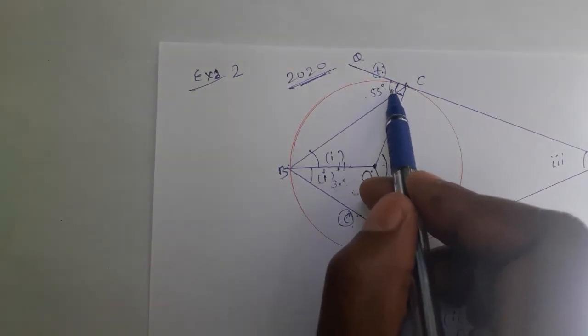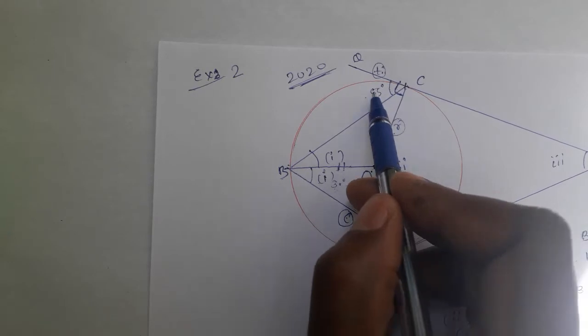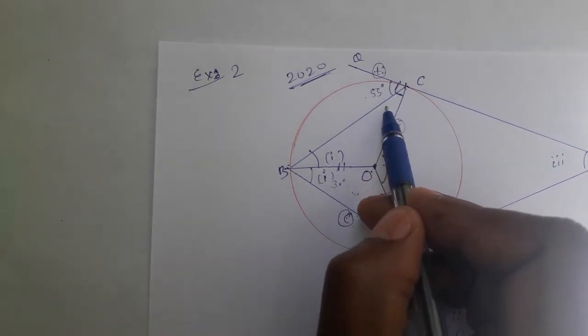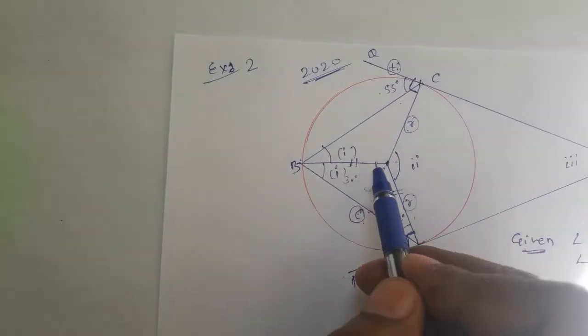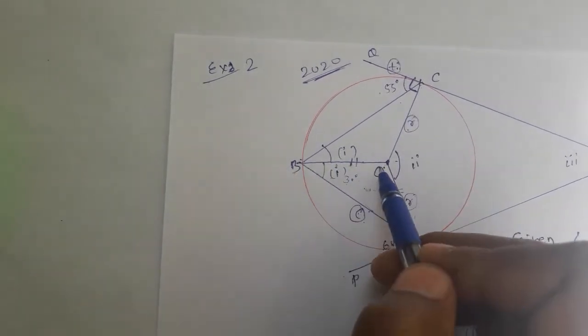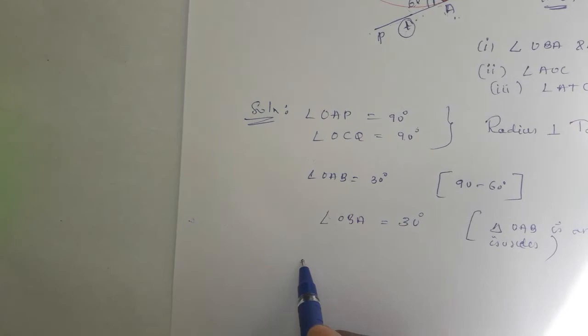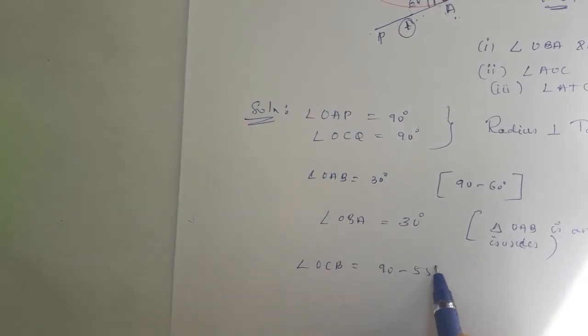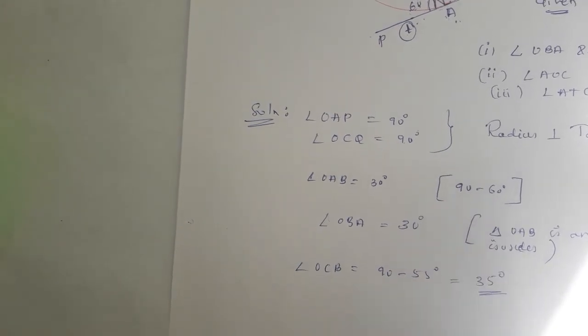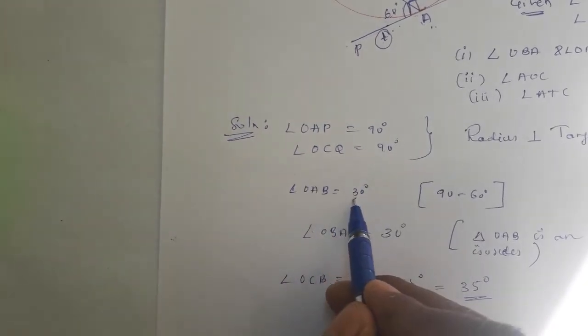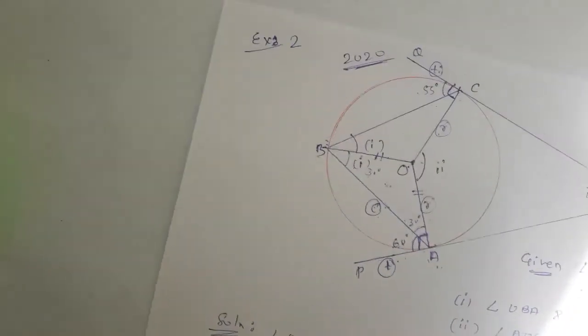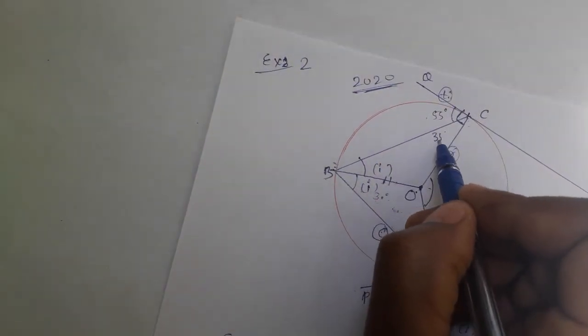That is here 90 degree. Here 90 degree. This is 55 degree. What is the remaining? 90 minus 55. That is OCB. Angle OCB is equal to 90 minus 55 degree, that is equal to 35 degree. Before one angle was 30 degree, now it is 35 degree, that means here 35.